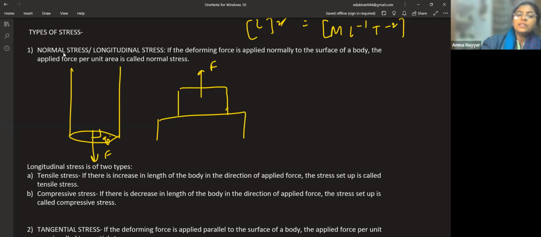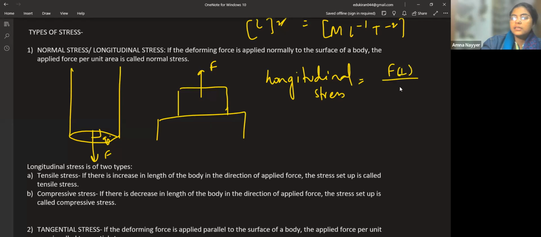All right. So normal stress or longitudinal stress: if the deforming force is applied normally to the surface of a body, then the applied force per unit area is known as stress. Longitudinal stress is equal to perpendicular force per unit area. That's it. Here you have to remember that the angle will always be 90 degrees. Theta will be 90 degrees.